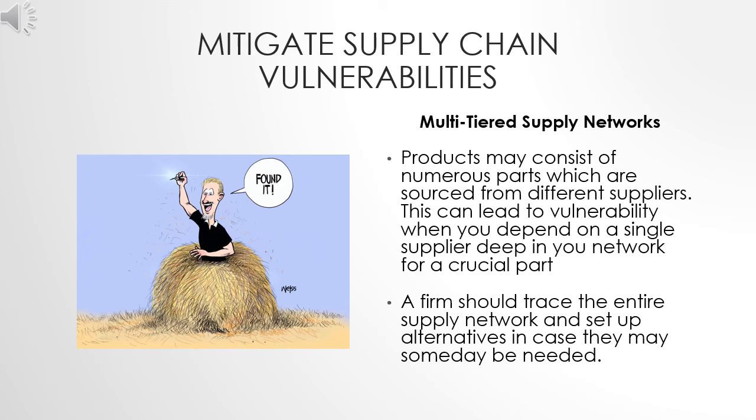Multi-tiered supply networks. Products may consist of numerous parts, which are sourced from many different suppliers. This can lead to vulnerability when you depend on a single supplier deep in your network for a crucial part. A firm should trace the entire supply network and set up alternatives in case they may someday be needed.